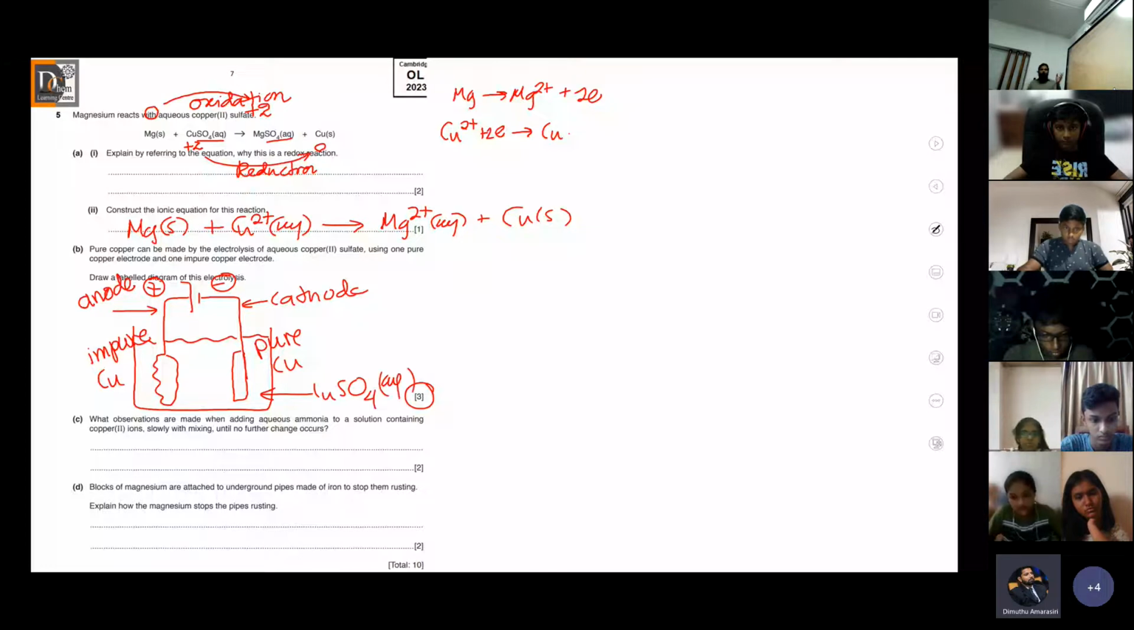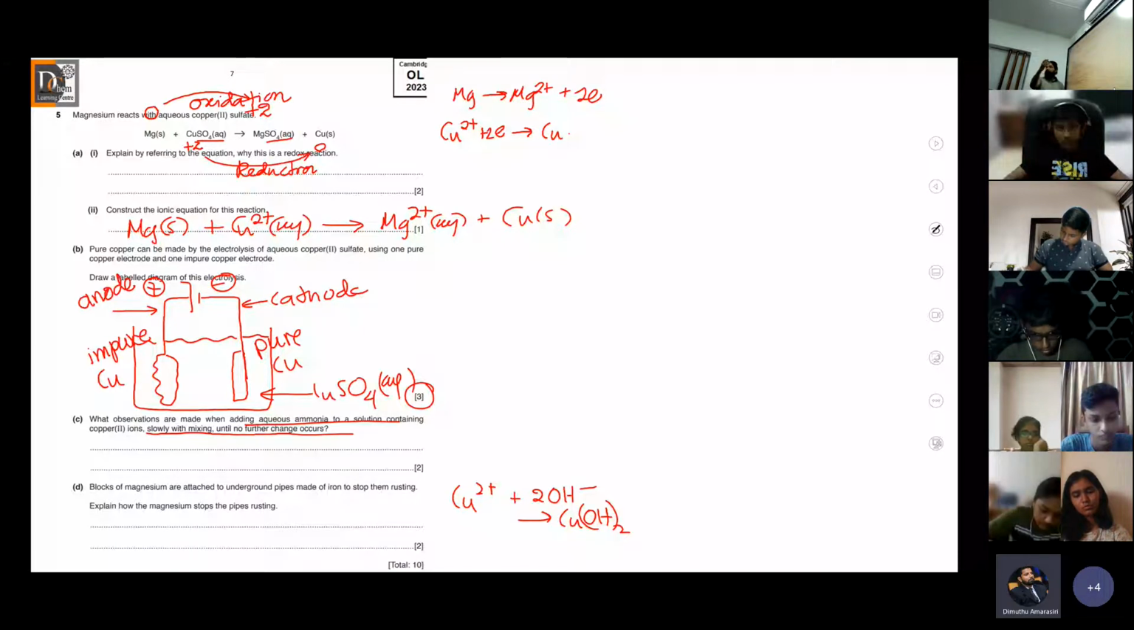You know that then the anode depletes, at the cathode copper ions will get deposited. Then we don't have to say more. What observations are made when adding aqueous ammonia? Now you are testing copper ions. Initially you get the blue precipitate, and you know with ammonia you get that vibrant blue color. Don't write vibrant blue color, write dark blue color. Slowly mixing, no further change occurs. No further change occurs means in excess. You had to put in excess.